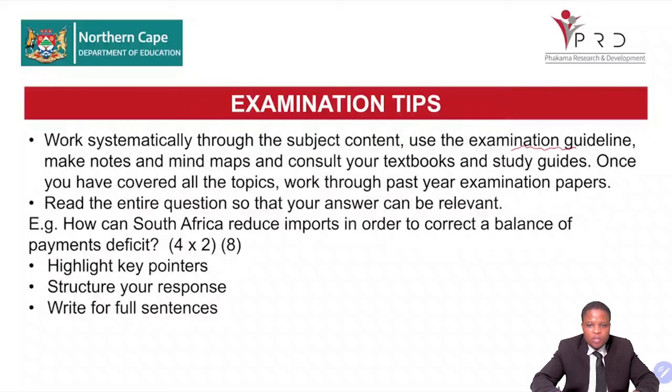And you need to make notes, create mind maps. Look at your textbooks. If you have different textbooks, find an easy way to understand the content, right? Look at the study guides. Sometimes study guides summarize the information nicely for you to understand. After you have covered all these 8 topics for paper 1, what do you do? You work through the previous question papers. Working through the previous question papers assists you in understanding how questions are asked. Before you get to the examination room, you know how economics questions are asked.